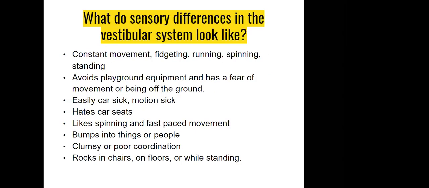So, of course, what will we be looking for if we feel like the kiddo needs more vestibular input? Constant movement, fidgeting, running, spinning, and standing. So pretty much the kiddos are just in constant motion, that is usually a good sign. They might avoid movement if you have an over responder, that means they get overstimulated too easily by movement.